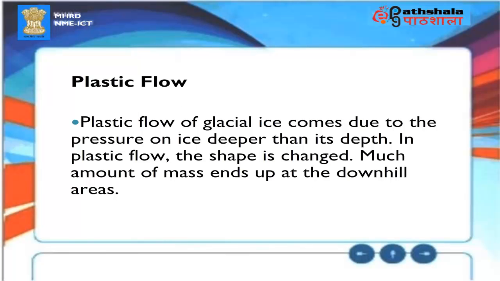Plastic flow. Plastic flow of glacial ice comes from the pressure on ice deeper than its depth. In plastic flow, the shape is changed. Much of the mass ends up at the downhill areas.